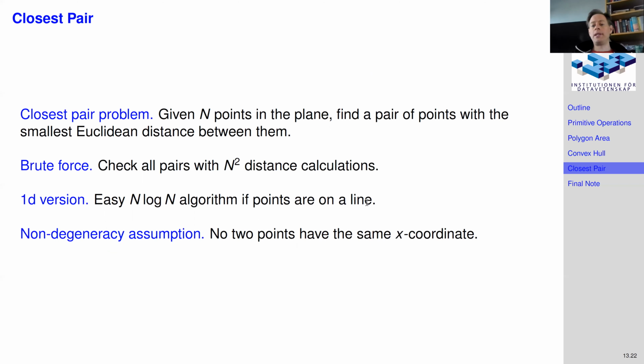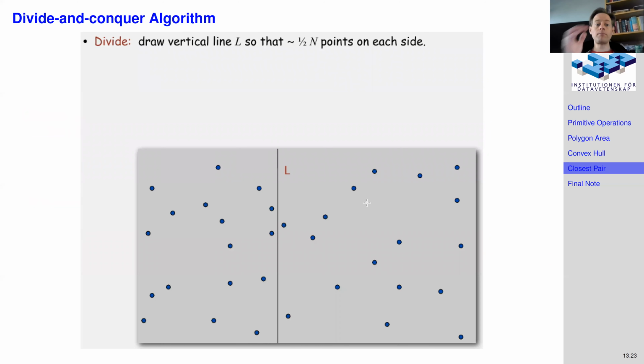However, how do we do it in the 2-dimensional case? So the starting point here is to set up a divide and conquer algorithm. And this we can do, so assume that we draw a vertical line, L, that roughly splits the set of points into 2 sets, one to the left and one to the right.